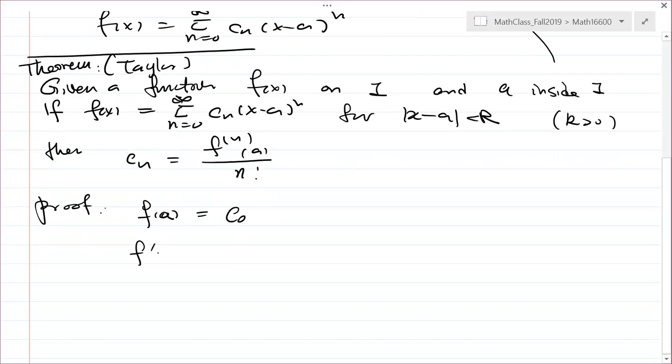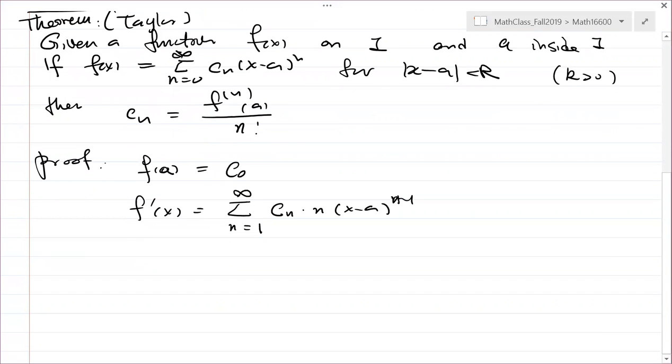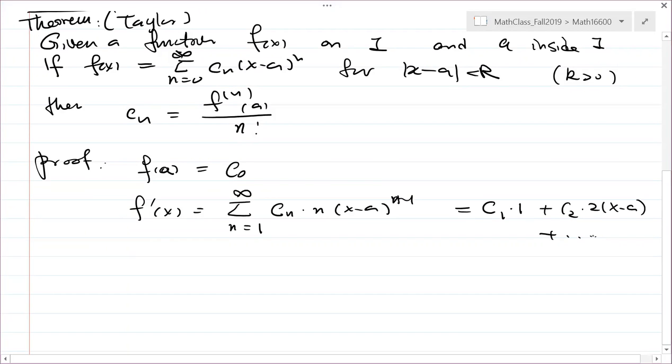Then you differentiate the function, and the first term becomes c1. In general it's n times (x minus a) to the n minus 1. Look at this: the leading term here is c1 times 1 plus c2 times 2(x minus a) and so on. So when you plug a for x, only c1 is left, because all the other terms will be 0. So f prime of a is going to be c1.